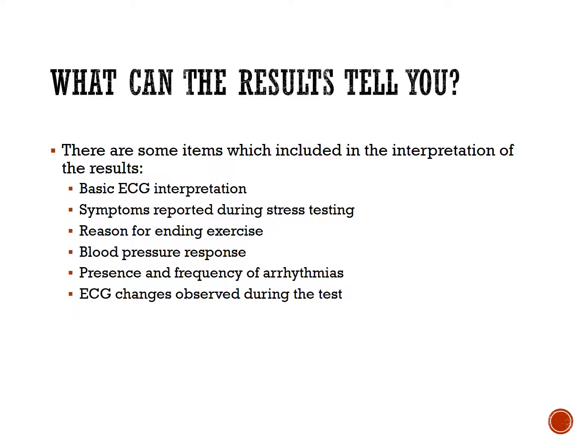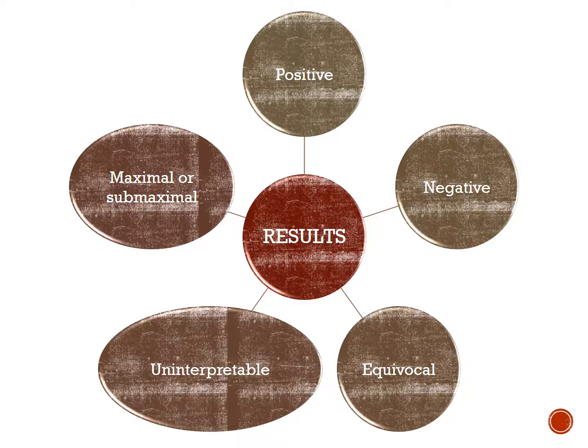What can the result tell you? There are some items that we can interpret from the results, such as the basic ECG interpretation, the symptoms, the reason for ending the exercise, the blood pressure response, the presence and frequency of arrhythmia, and the ECG changes observed during the test. All of the results that we get will be in the form of positive result, negative result, equivocal, uninterpretable, maximal or submaximal. So first we go to the positive results.